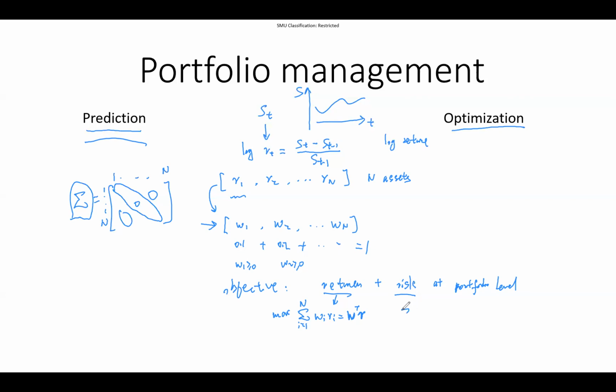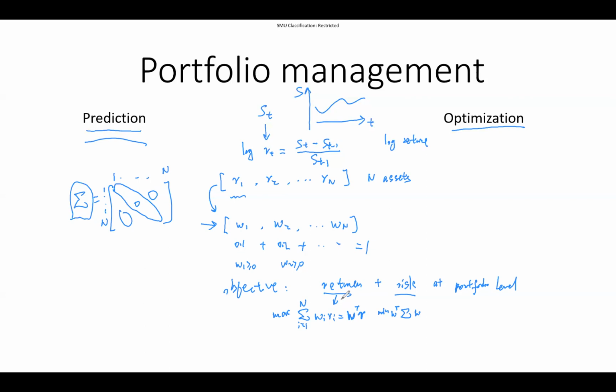Because there are weights allocated to each asset, the way we calculate the portfolio level risk or variance is W transpose sigma W. This is another number that describes the risk at portfolio level. So we have two objectives: one is to maximize the return, and one is to minimize the risk.